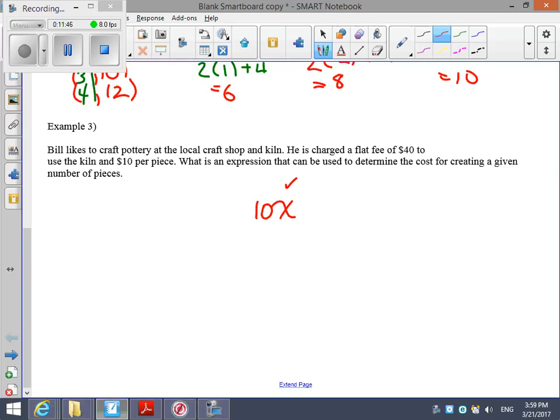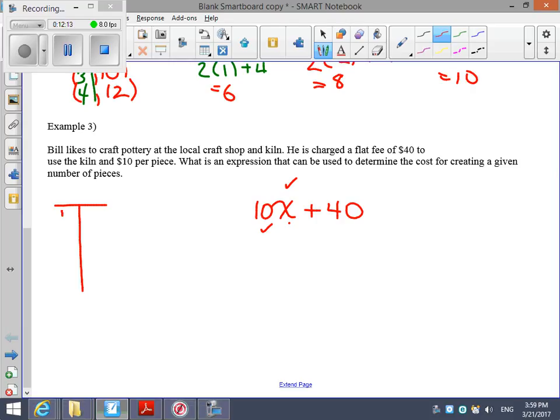But we also know there's a flat fee of $40. We don't keep adding 40 and 40 and 40 every time that we do a piece. We only have to do that 40 one time. So that would be our $40. So now we have $10 times the number of pieces plus $40 to start. We've done a bunch of those this week, so that part shouldn't be too hard, but now we're going to put it on a T-chart.